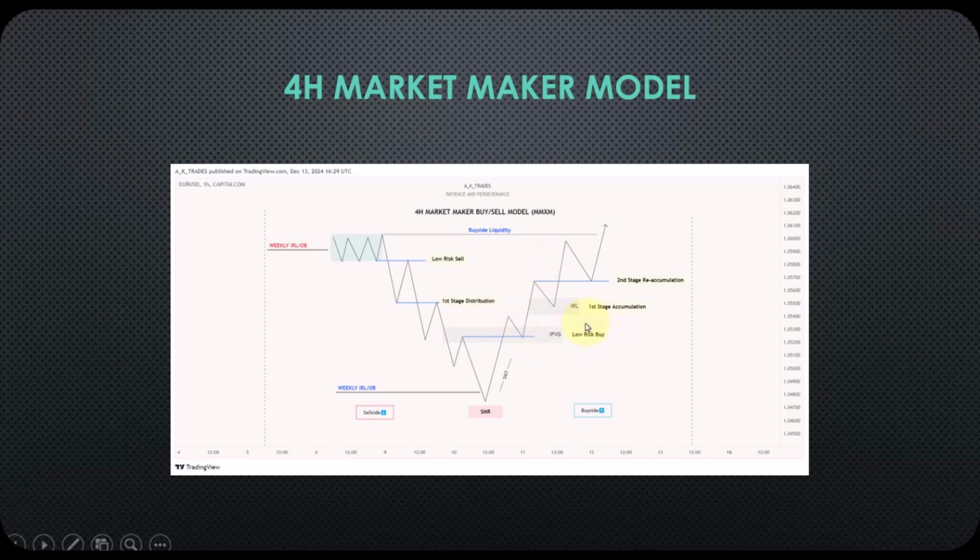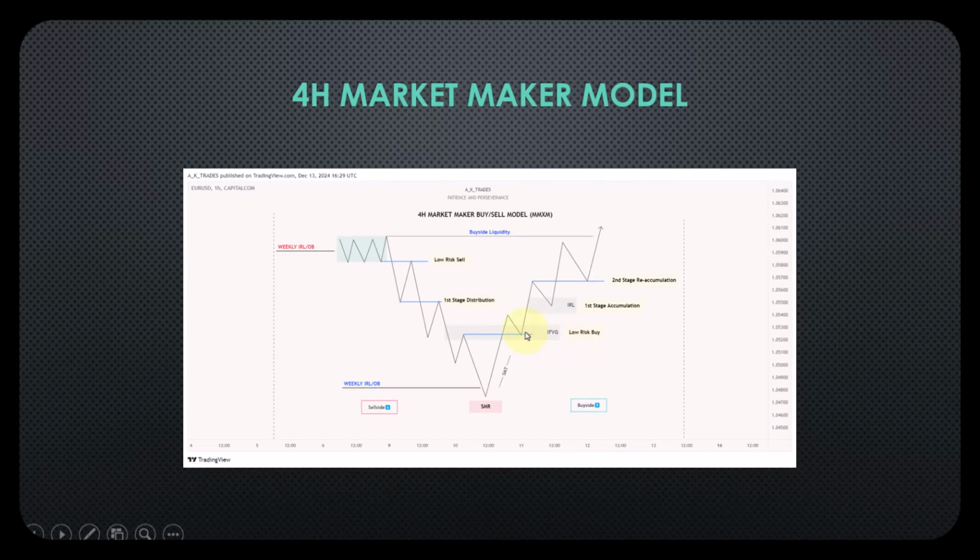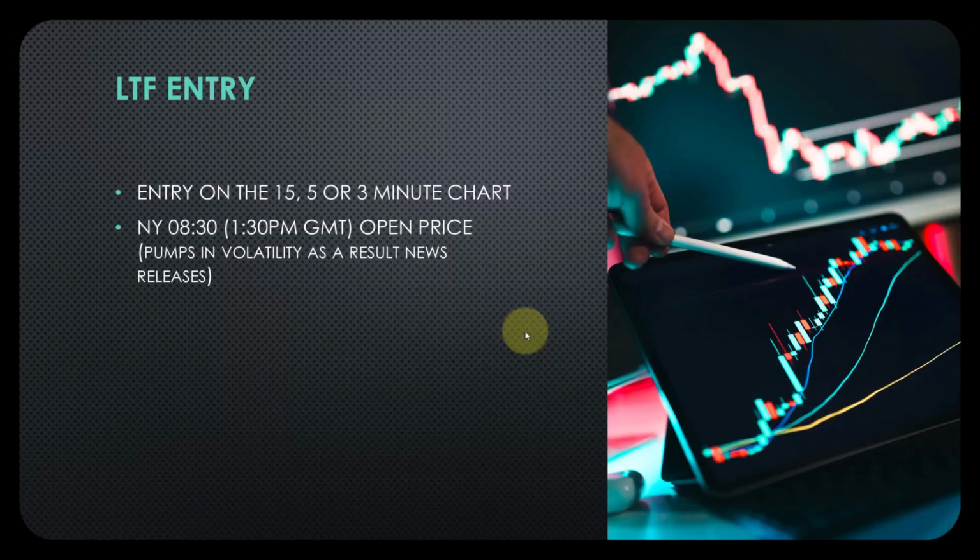Now, this becomes our low risk buy when it expands and then retraces into another discount zone. That will be our first stage, and that goes on to the second stage, and then finally to our weekly draw on liquidity. Now, these are the areas where we will drop down to the lower time frame, ideally the 15-minute chart, to look for our entries during the New York session. So, without wasting much time, we will move on to our lower time frame entry.